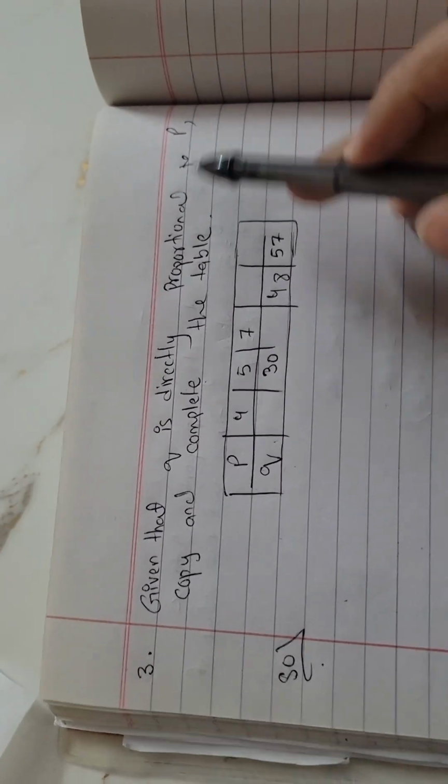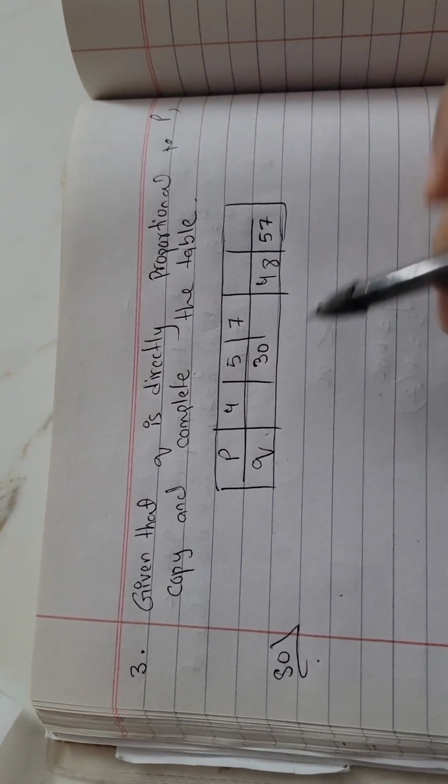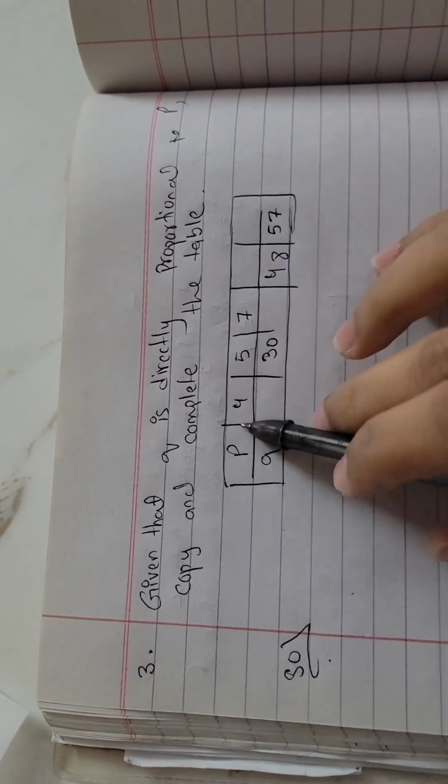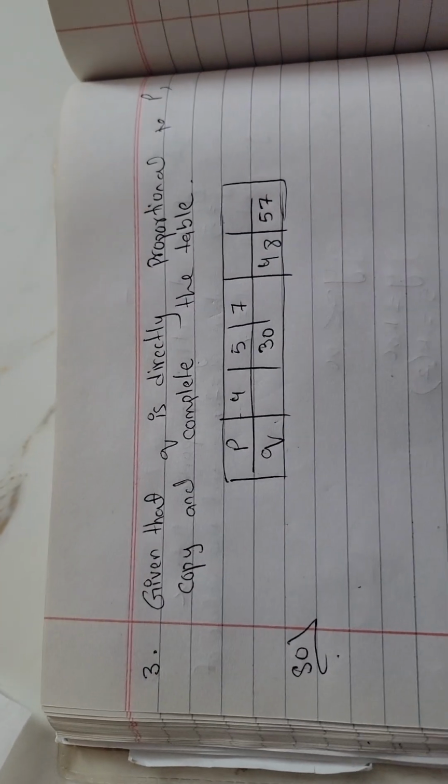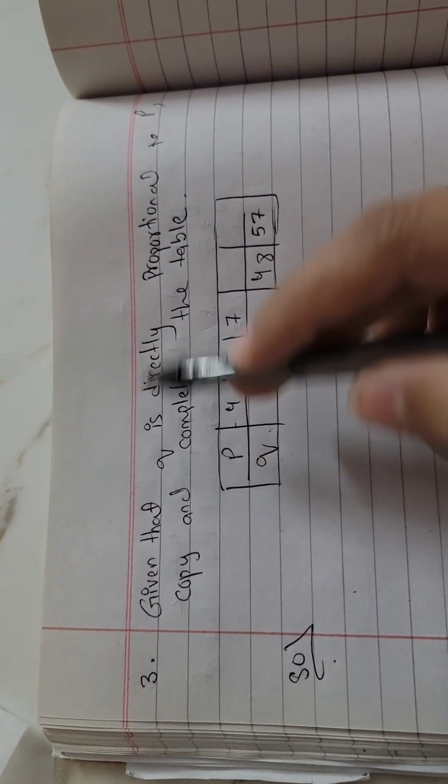So this is part 3 of practice now 2. Given that q is directly proportional to p, copy and complete the table. Now they have given the table with different values of p and different values of q, and we have to find the missing values. Very first thing that we are going to do, we are going to form an equation.